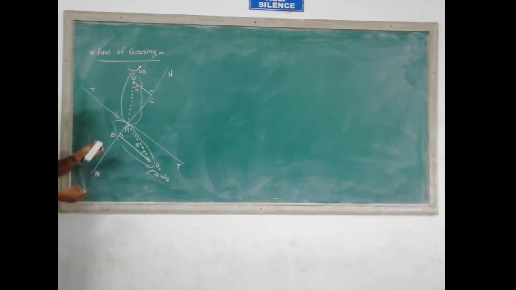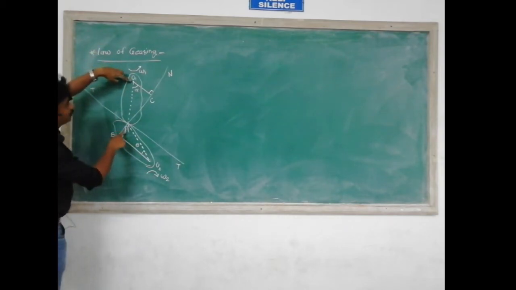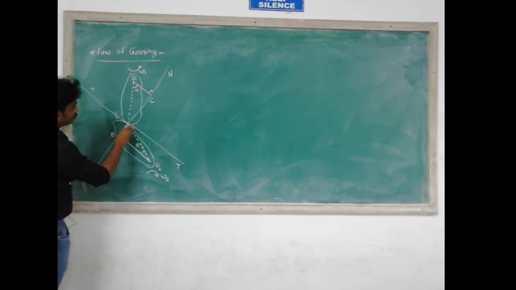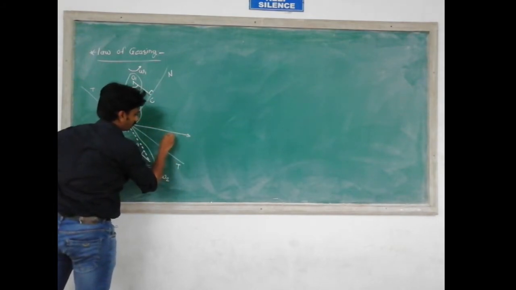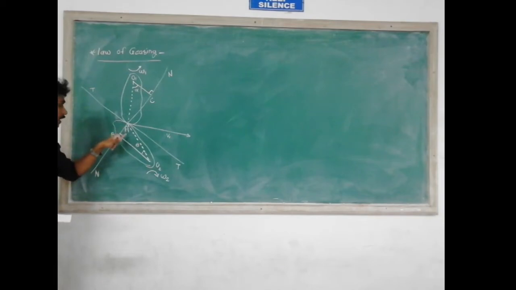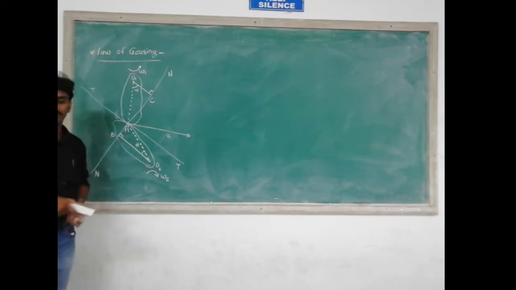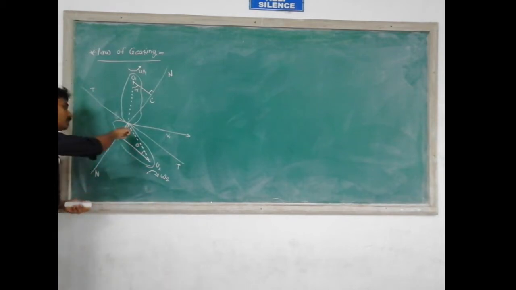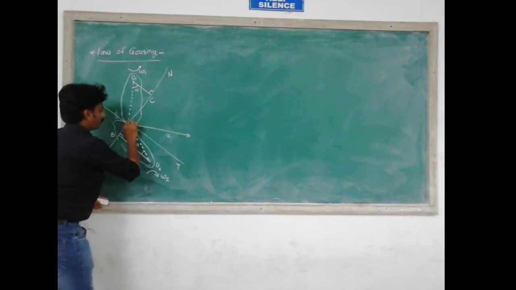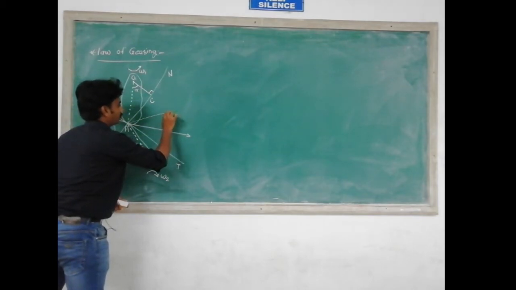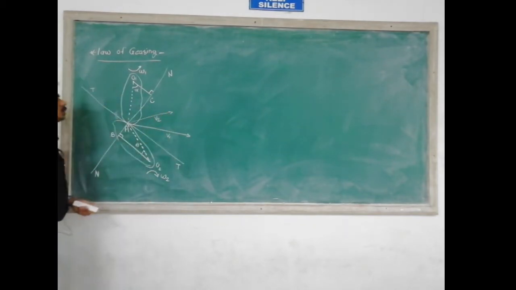We need to apply this similar concept here. If we want the velocity of the point A with respect to center O1, the radius is O1A, so we draw the velocity perpendicular to it, and this is V1. V1 is the velocity of the point A with respect to center O1. Similarly, the velocity of the point A with respect to center O2 we draw in this way, and we call it V2.